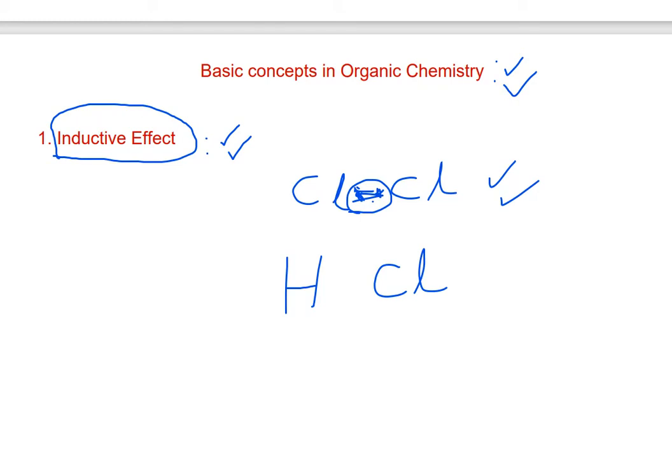Okay, so what happens here? Bonded electrons are partially shifted towards the more electronegative atom. That's the Cl here, chlorine. So what do you have here? Now the electron is shifted a little bit towards Cl. The electron is negatively charged, so it will have a partial negative charge, and this will have a partial positive charge. Delta is partial, right? So that is called inductive effect.